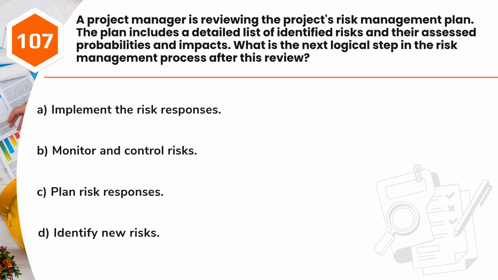Question 107. A project manager is reviewing the project's risk management plan. The plan includes a detailed list of identified risks and their assessed probabilities and impacts. What is the next logical step in the risk management process after this review? A. Implement the risk responses. B. Monitor and control risks. C. Plan risk responses. D. Identify new risks.